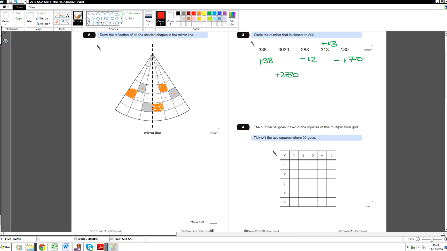But why did you put 313 on that? Because that's 13 away. 12 away is closer. But I'll put both. You can't have both, you can only have one answer. If you circle both, the answer's wrong. Okay, 1 mark if you got the answer right there.